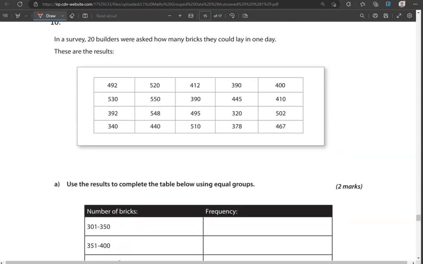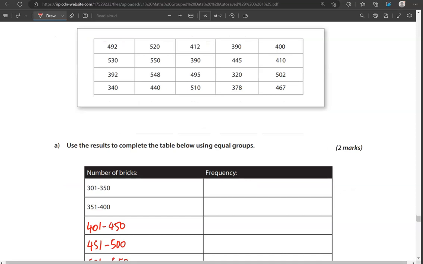301 to 350. How many of them are there? We have 1, 2 of them. 351 to 400. 1, 2, 3, 4, 5.